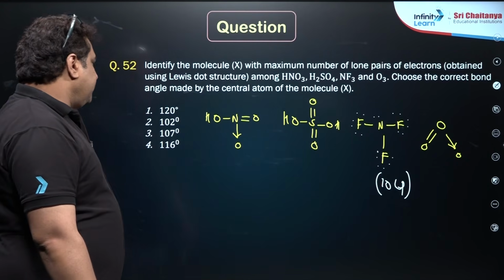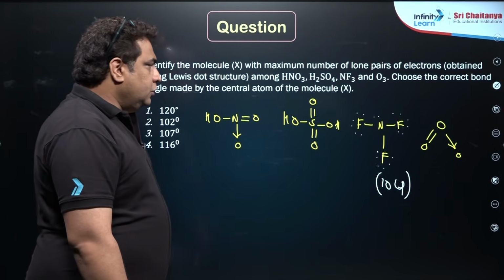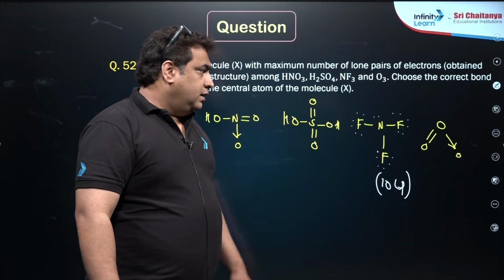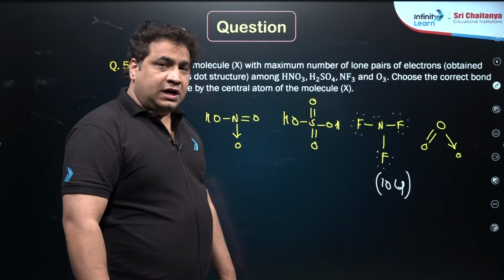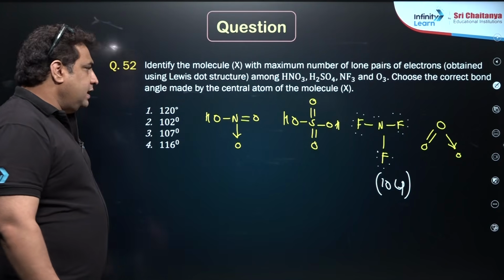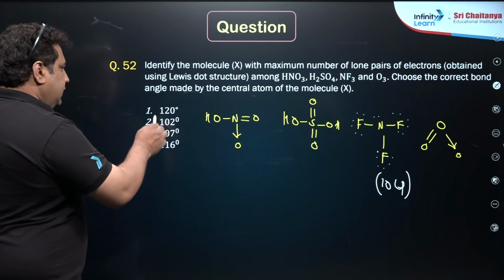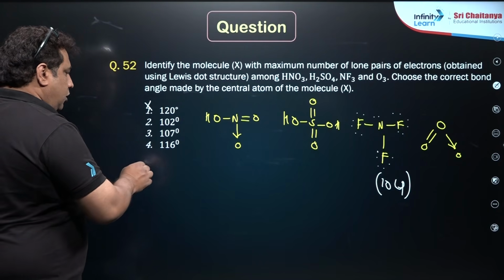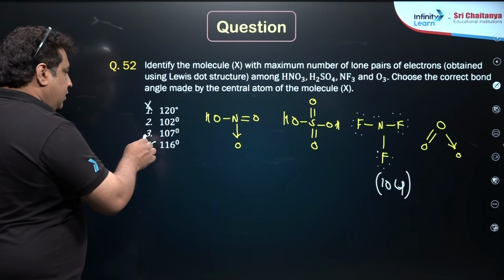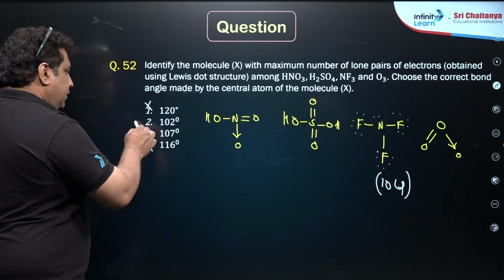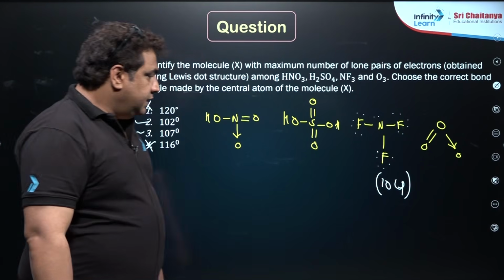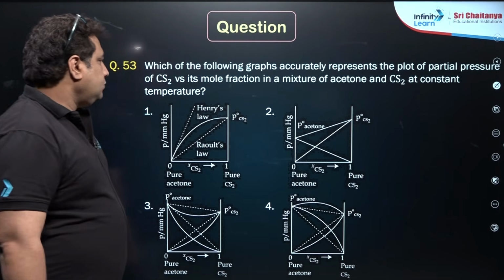So its bond angle is approximately, you know its bond angle, it is an exception case in different features like dipole moment, charge separations, etc. So its bond angle is approximately, it cannot be 120, it cannot be 116, 107 is close to ammonia. So the most expected answer is option 2.